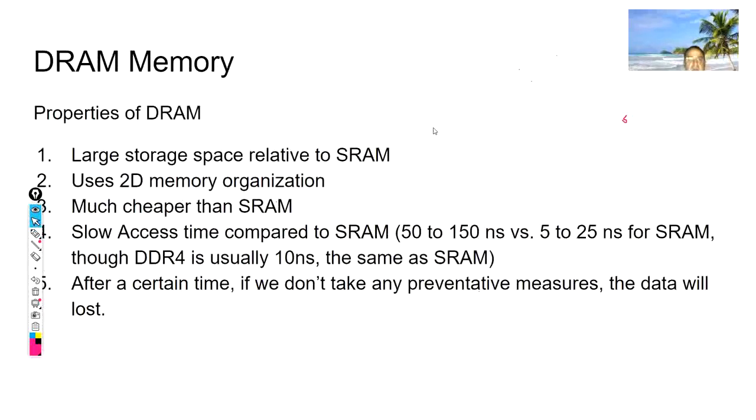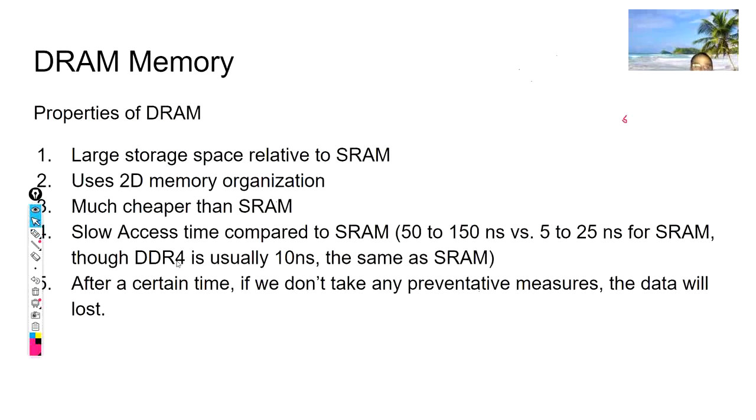That's just explaining. Now, properties of DRAM, I'm just going to talk in general about DRAM. DRAM has a larger storage space relative to SRAM. It uses 2D memory organization, the 2D that we learned, to save space. It's much cheaper than SRAM. It has a slow access time compared to SRAM. These numbers tell you how fast it is. There's also DDR.